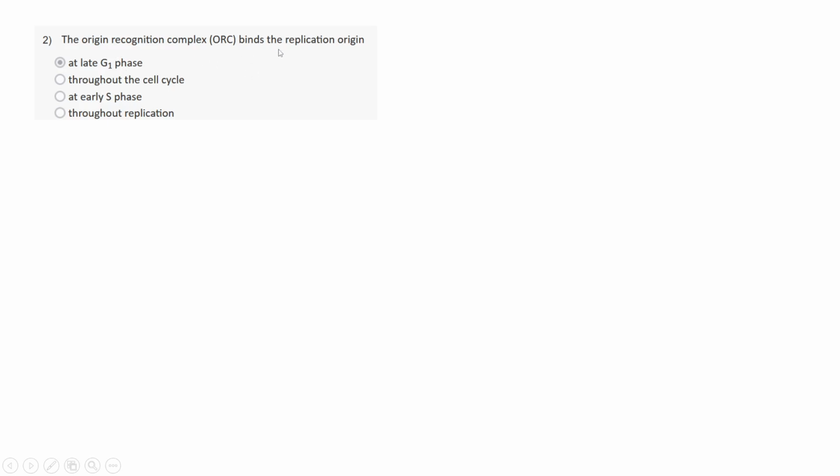The origin recognition complex binds the replication origin at which stage of the cell cycle? You need to answer this one. At late G1, throughout the cell cycle, at early S phase, or throughout the replication. Which is the correct option out of these?